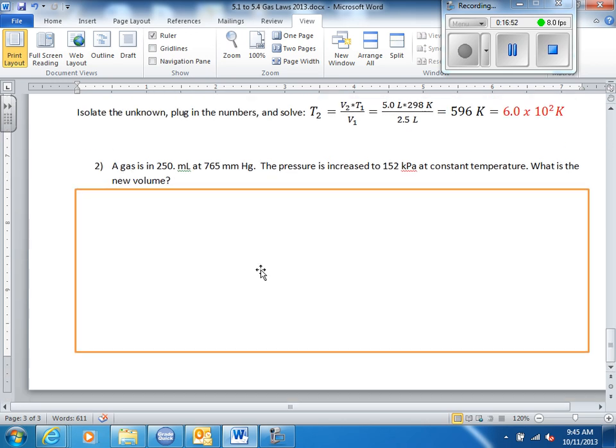Okay, last problem. Here's your problem. We've got a volume. You have to start recognizing your pressure units. So we've got a volume, a pressure unit, and a new pressure unit. Temperature is constant. What's the new volume? So the wording tells you you've got a two-state problem. So what's our first step?